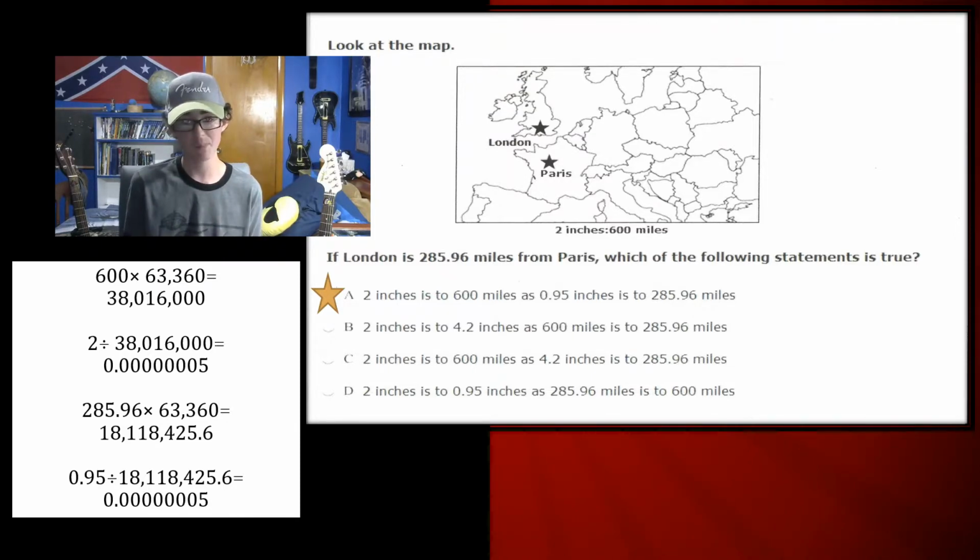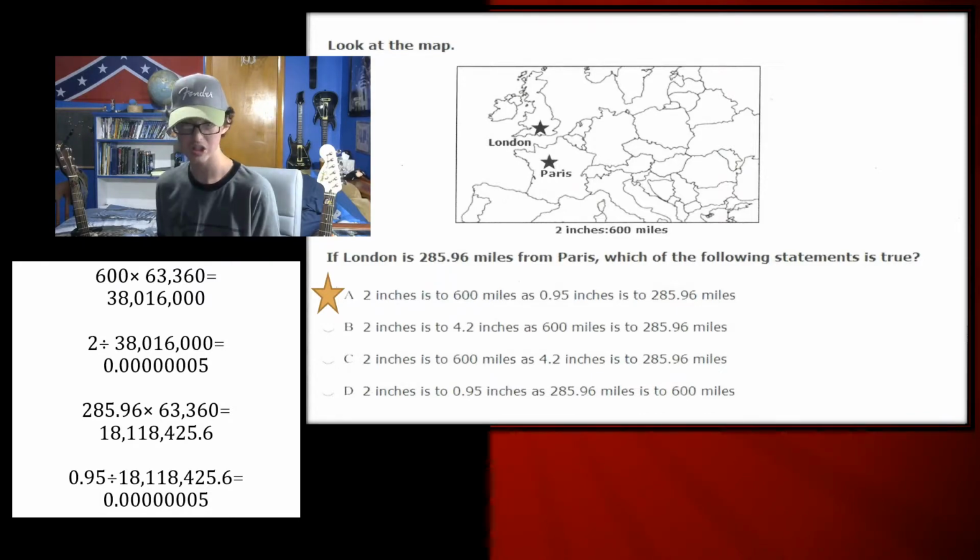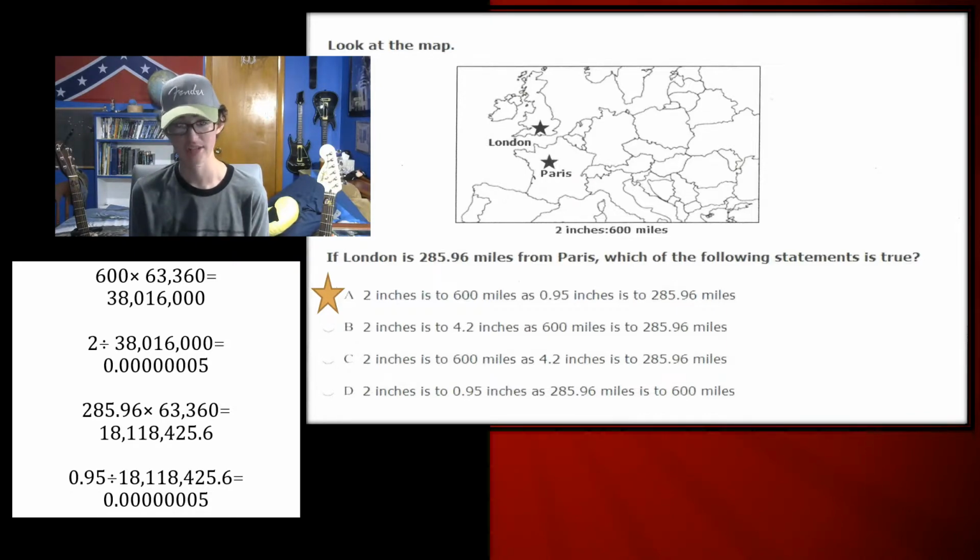So, it's telling us to look at the map. It is a map of part of the European continent. Starred London and another star in Paris, you know? Pretty normal. 2 inches on the map is equal to 600 miles. That's a lot of land. Or water. Doesn't matter. It's area. If London is 285.96 miles from Paris, that is kind of far away, which of the following statements is true?